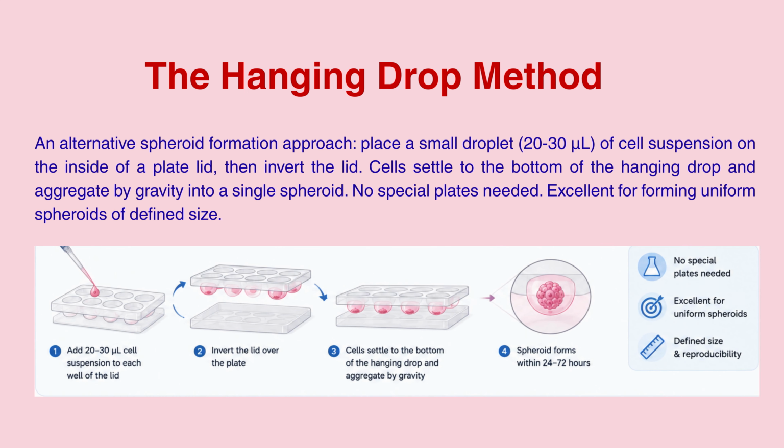The hanging drop method, an alternative spheroid formation approach. Place a small droplet, 20 to 30 microliters, of cell suspension on the inside of a plate lid, then invert the lid. Cells settle to the bottom of the hanging drop and aggregate by gravity into a single spheroid. No special plates needed, excellent for forming uniform spheroids of defined size.